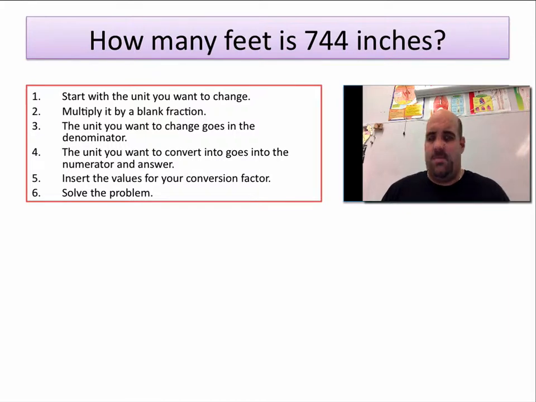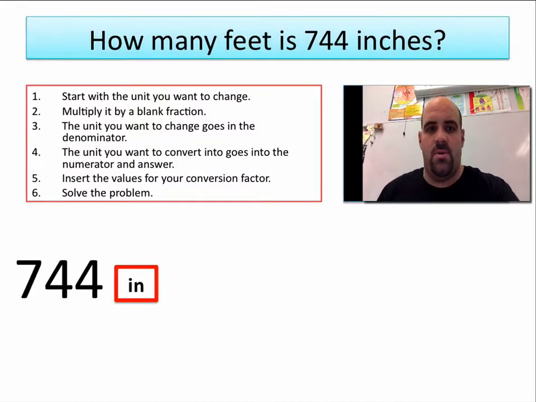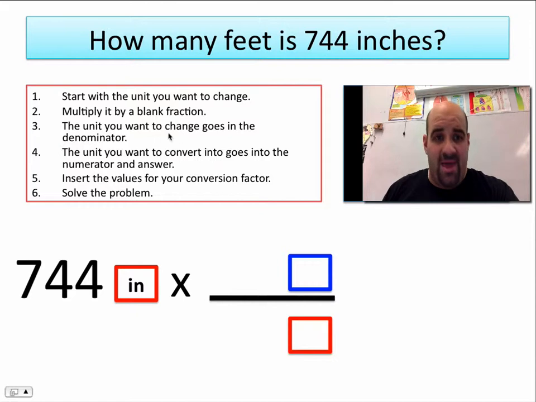And again, first thing we want to do is take our 744 inches. We are starting with the unit we want to change, 744 inches. We are multiplying it by a blank fraction. And again, I color coded it. We know that the unit that goes in the top got to go in the bottom. The unit you want to change goes in the denominator. The unit you want to convert goes into the numerator. And then it says to insert the values for your conversion factor.